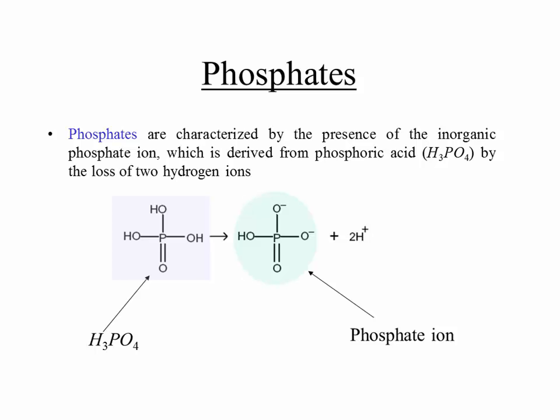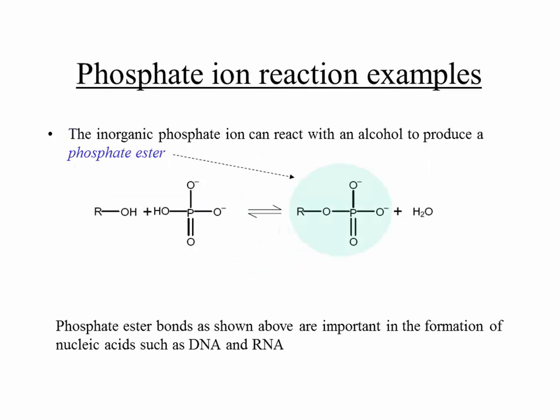Phosphates are characterized by the presence of the inorganic phosphate ion, which is derived from phosphoric acid, which has the formula H3PO4. From H3PO4 you take away two hydrogen ions, or two protons, and you're left with that inorganic phosphate ion. This is very, very important because this is central to how our cells are powered. I'll talk more about this later. Let's look at a couple of examples of the inorganic phosphate ion. The inorganic phosphate ion can react with an alcohol to produce a phosphate ester.